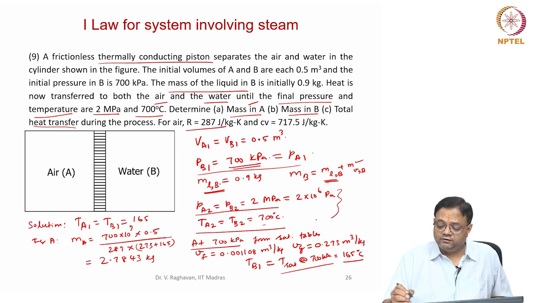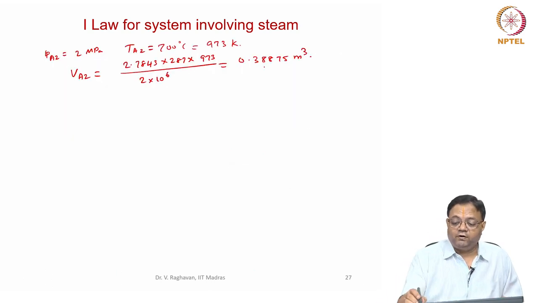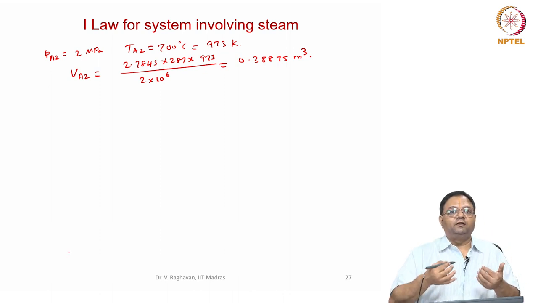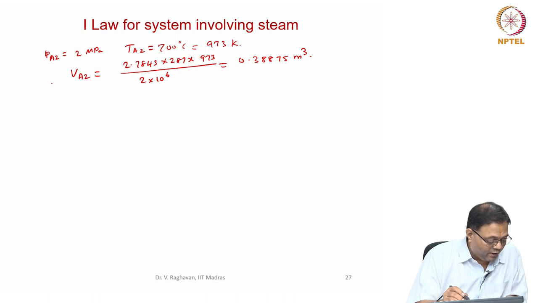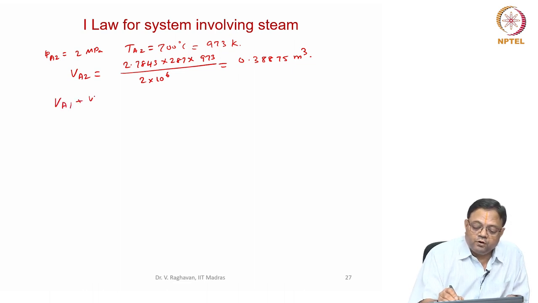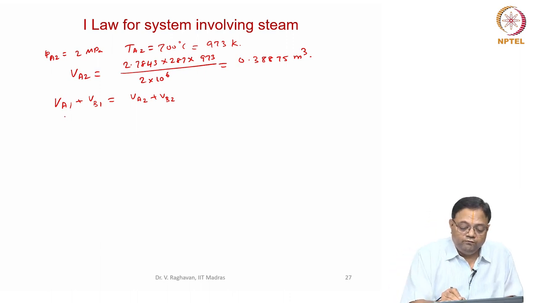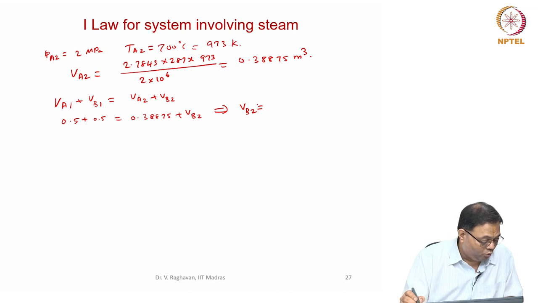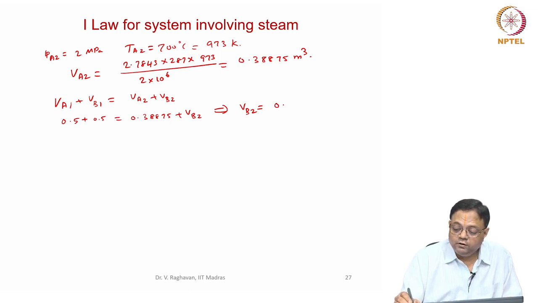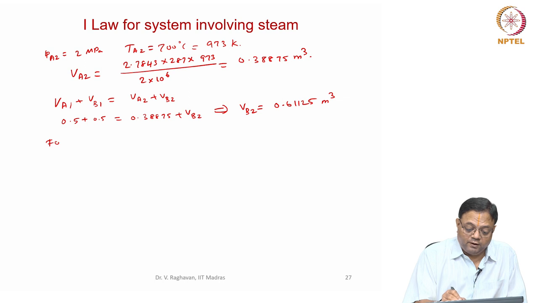But since the final state is given for air, I can at least find the final volume. Now from this I can find the final volume of the steam. That is what I am trying to do here. VA1 plus VB1 equal to VA2 plus VB2. The volume in both chambers initially and finally should be the same. So VA1 is 0.5 plus this is also 0.5, and this I have calculated now, 0.38875 plus VB2 implies VB2 will be equal to 0.61125 meter cube.